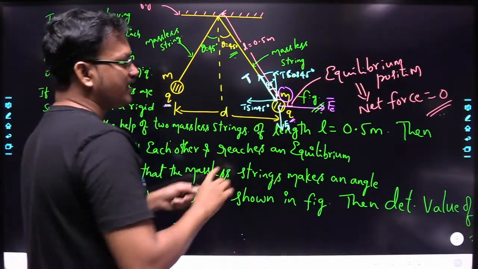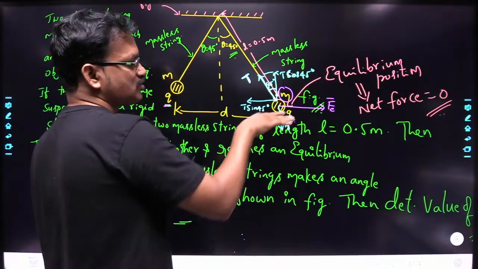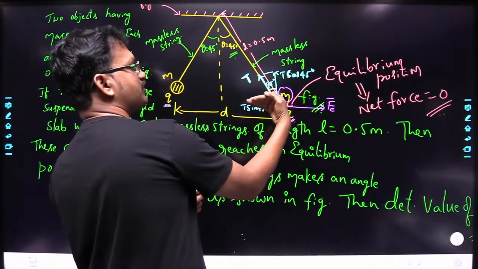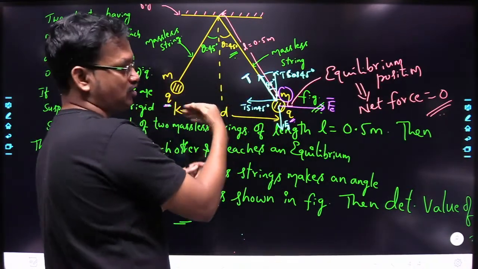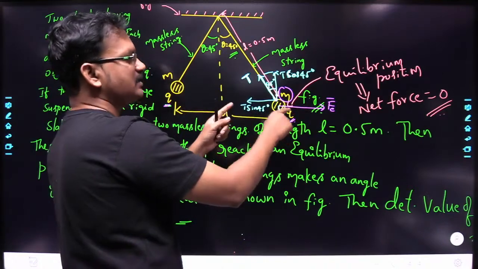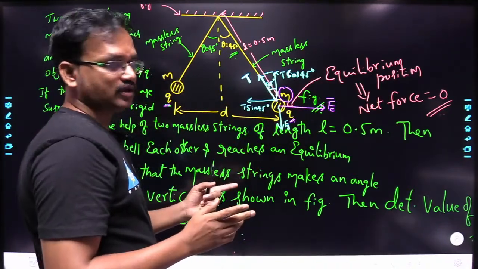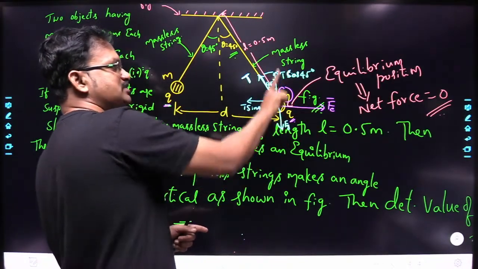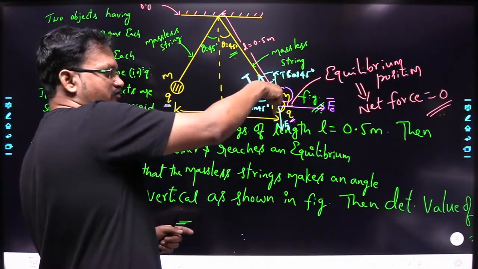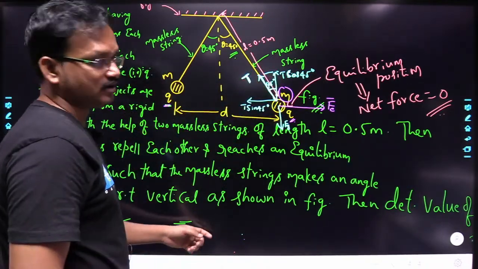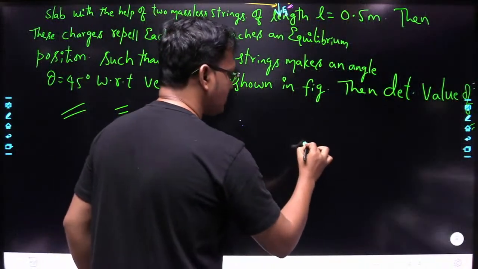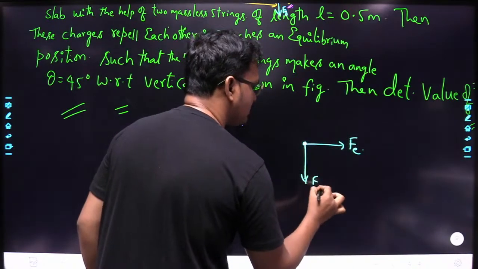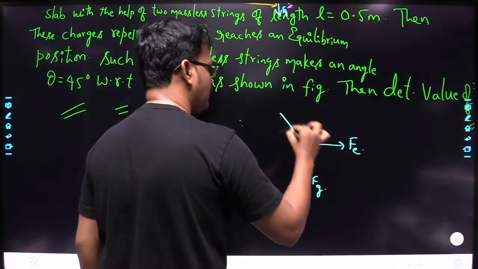Yes or no? Now in the horizontal direction, what are the forces acting here? The electrical force is acting in this direction, and T sin 45 is acting in this direction. Understood? So you have to make the net horizontal force equal to 0. Next, what are the vertical forces acting here? T cos 45 is acting in the upward direction, and the gravitational field force is acting in the downward direction. If you consider the object here, in this direction you have the electrical force, in this direction the gravitational field force, and here the tension force.